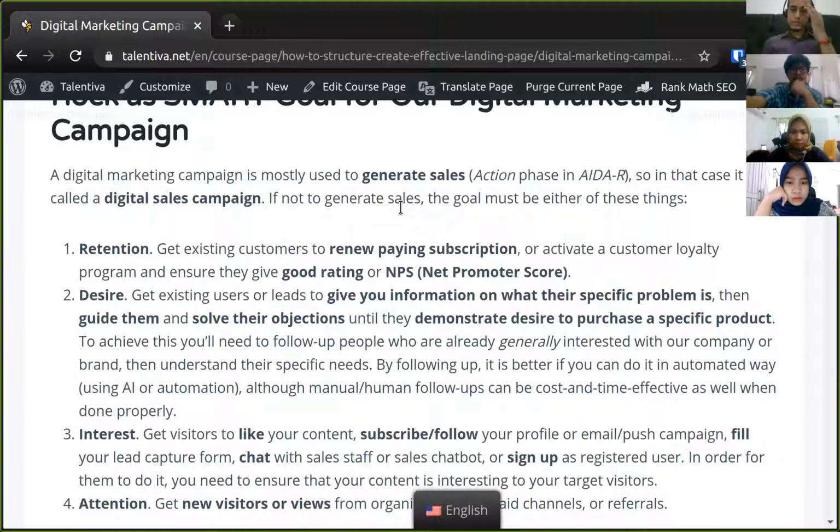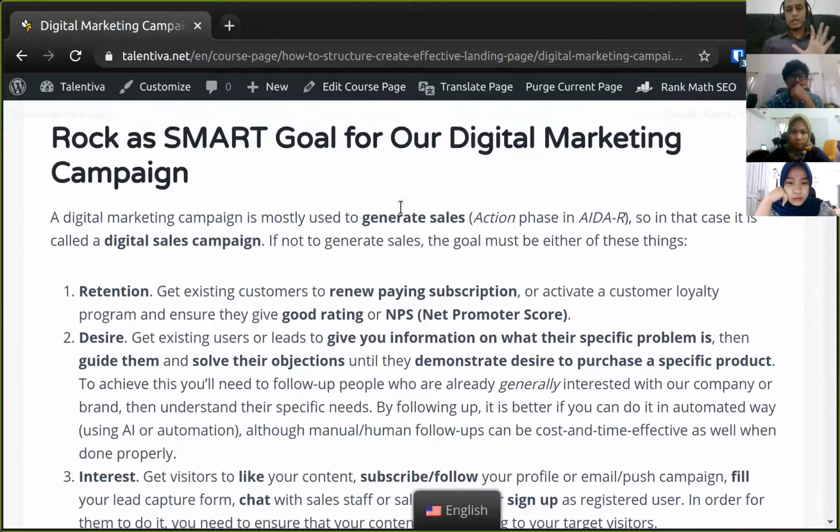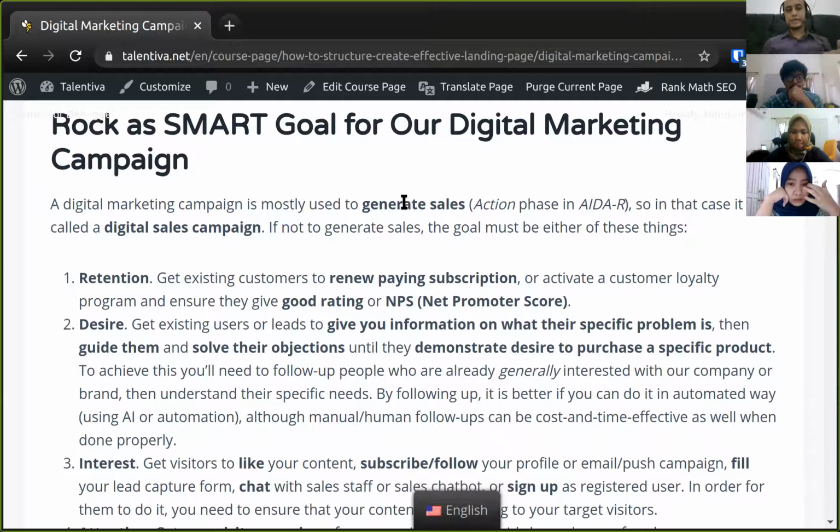So before we start a digital marketing campaign, most of the time the primary goal is to generate sales. Okay, so in that case, we can also call it a digital sales campaign. But sometimes the campaign has other goals. For example, the goal can be retention. So we already have a customer, but the subscription end date is coming, and then we need to ask the customer to join again or pay again for the next subscription.